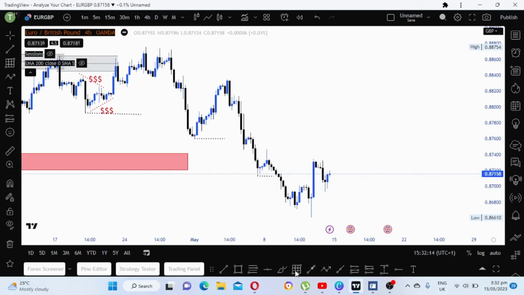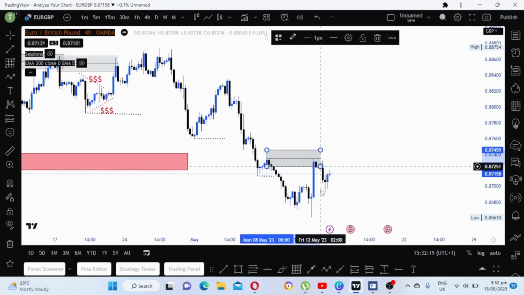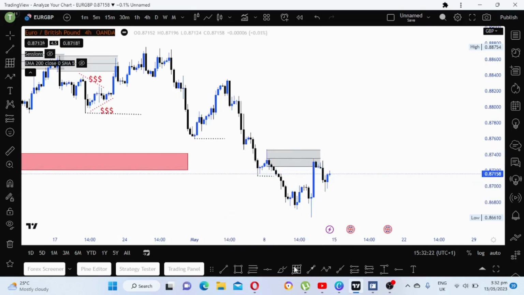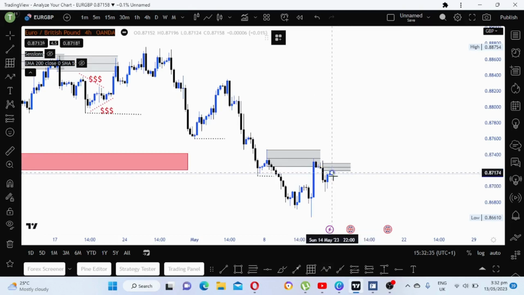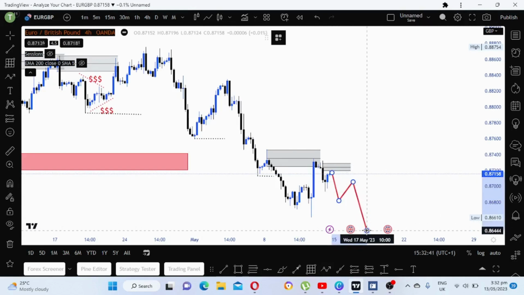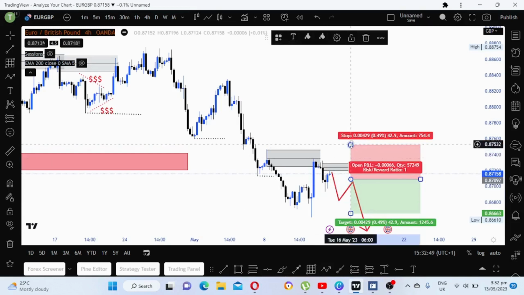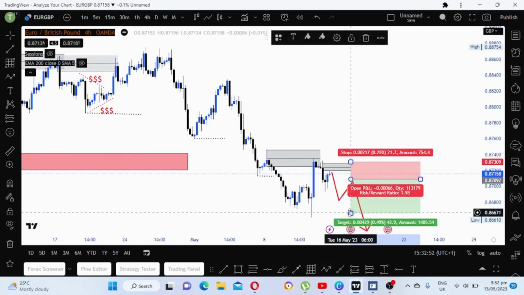As you can see, price came into this supply zone, which is here, and then the market sold. So now we are waiting for the market to come to this supply zone, which is here, and then we sell. Or the market could just reverse here and then pull back, and then it goes lower. So that is where we can enter a sell. We're targeting this low here.